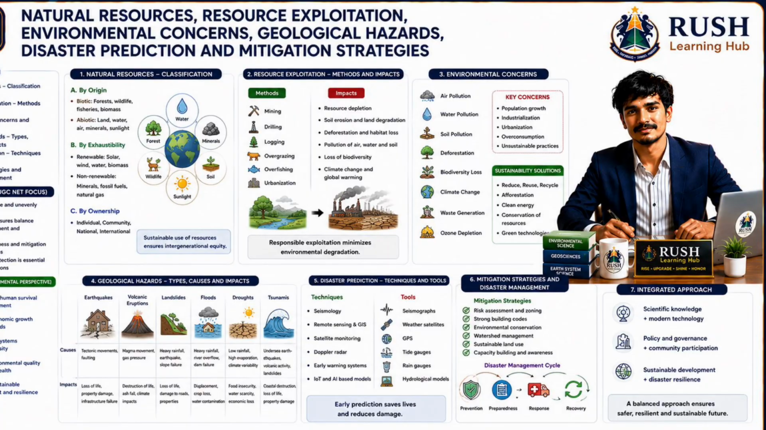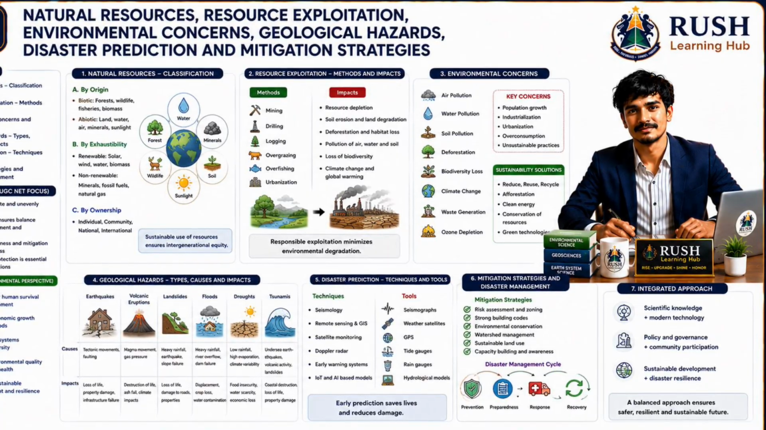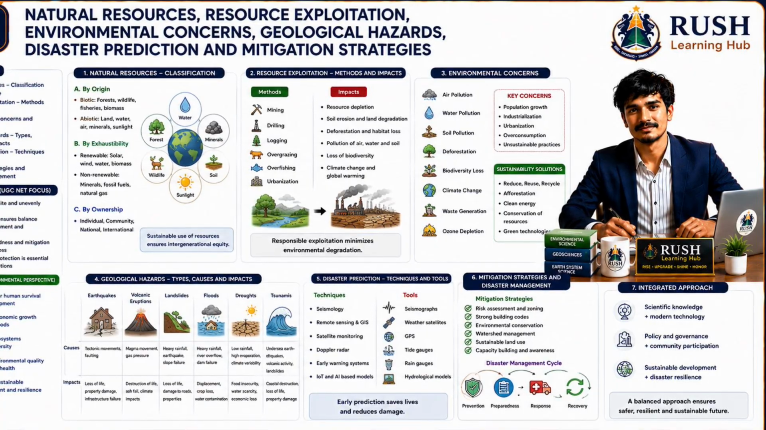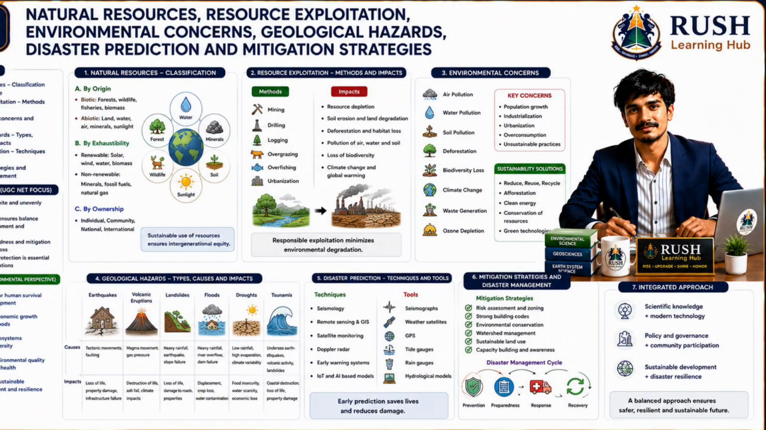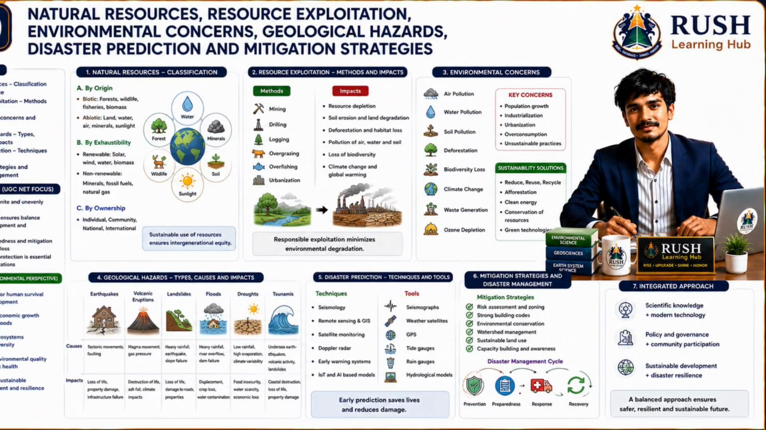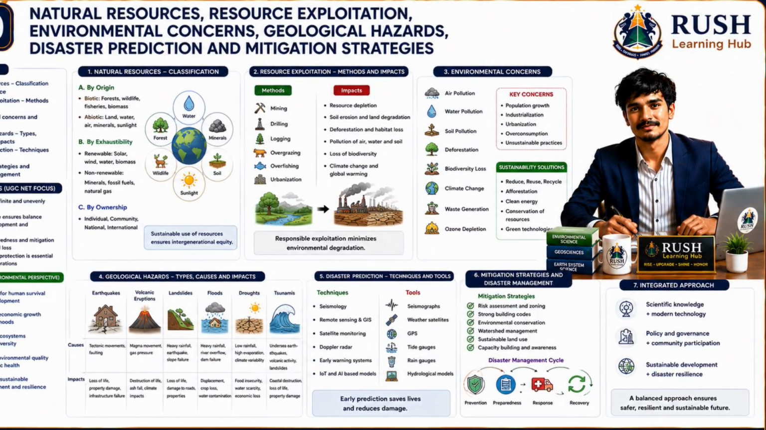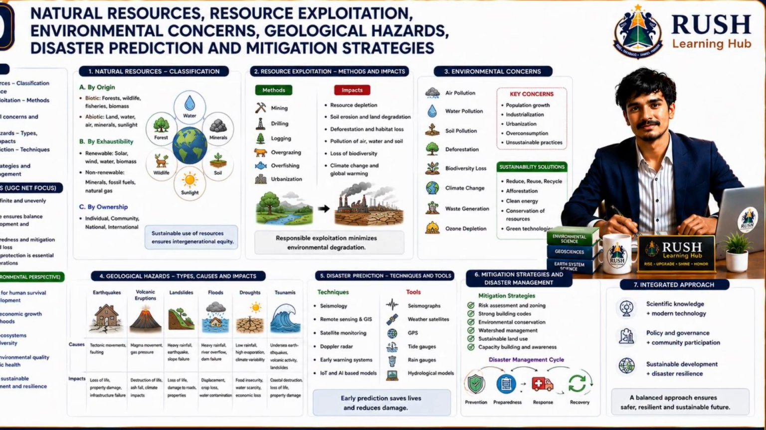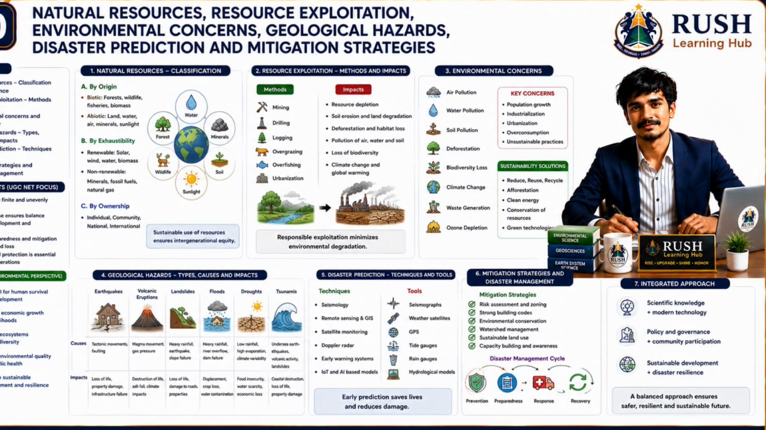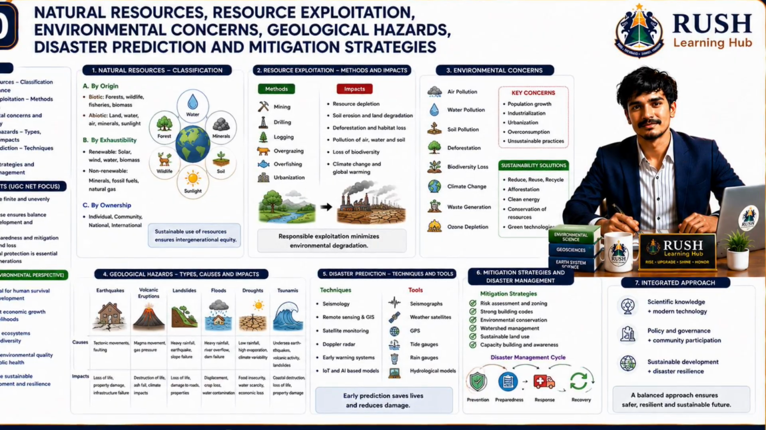Mitigation refers to measures adopted to minimize the adverse impacts of hazards. Structural mitigation measures include dams, embankments, retaining walls, earthquake-resistant buildings, and slope stabilization techniques. Non-structural measures include land use planning, hazard zonation, disaster preparedness, awareness programs, and emergency response systems. Community participation and capacity building are equally important components of disaster management.